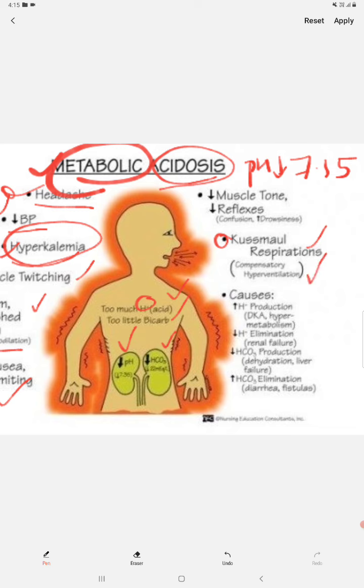Because of hyperventilation, the excess acid produced in the body, nothing but CO2, should get out of the body. So compensatory hyperventilation can be seen in this patient.